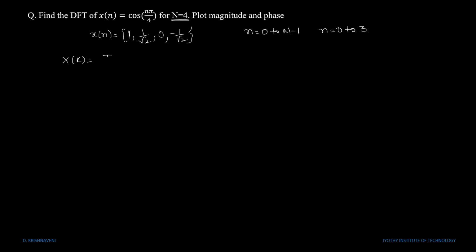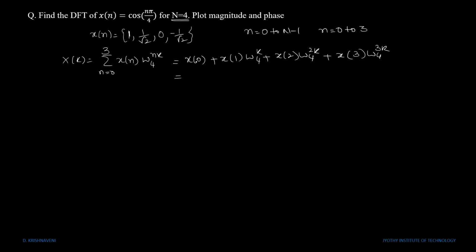So X of k is summation n is equal to 0 to 3 x of n W_4 to the power of nk. So when we expand the series, we have x of 0. Next we substitute n is equal to 1. So we get x of 1 W_4 to the power of k, then x of 2 W_4 to the power of 2k plus x of 3 W_4 to the power of 3k. So x of 0 is 1, x of 1 is 1 by root 2, x of 2 is 0, x of 3 is minus 1 by root 2.